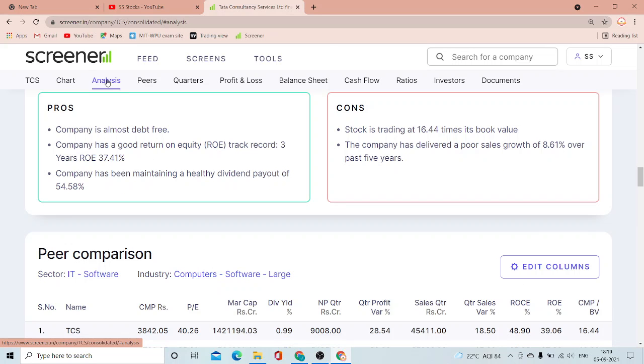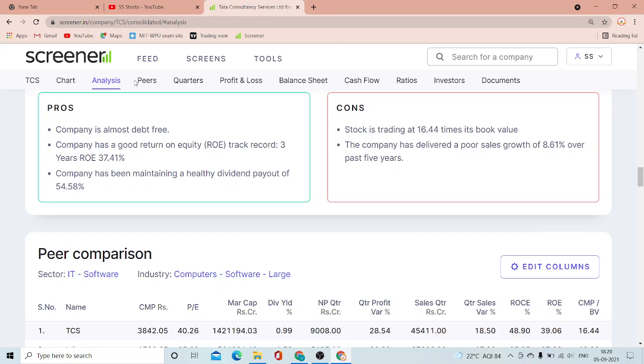Second part is analysis. Here are the pros of this company, like the company is almost debt free, the company has good return on equity, and the company has been maintaining a healthy payout. On the other right corner are the cons, the drawbacks. The stock is trading at 16.44 times of book value, that is, the stock is expensive. The company has delivered poor sales growth over the past few years. So these are pros and cons, which will help us better understand the company.